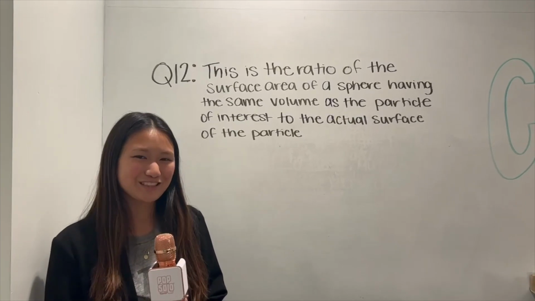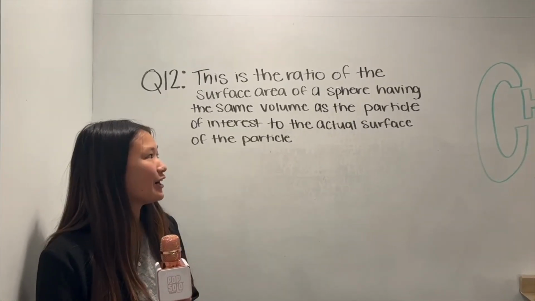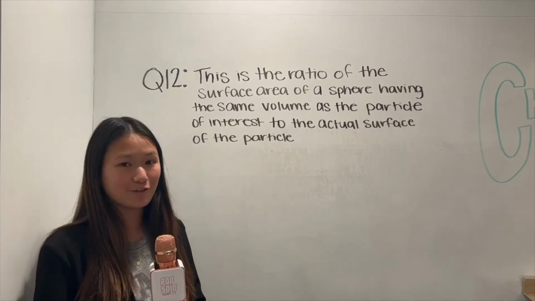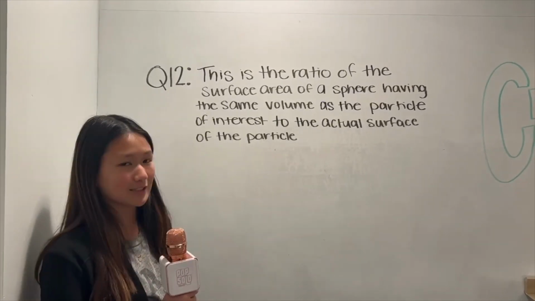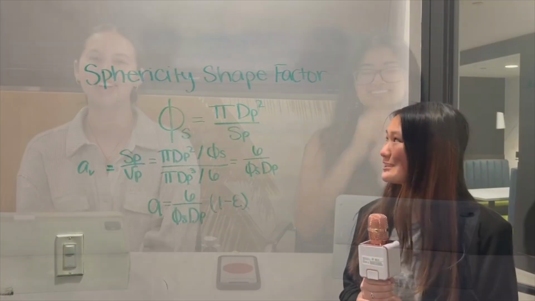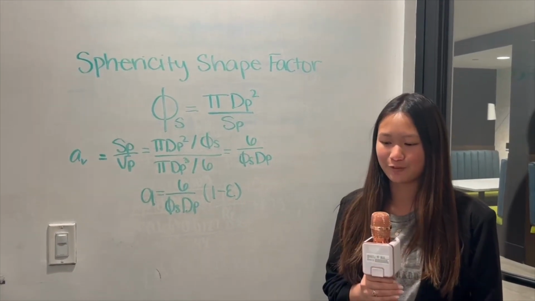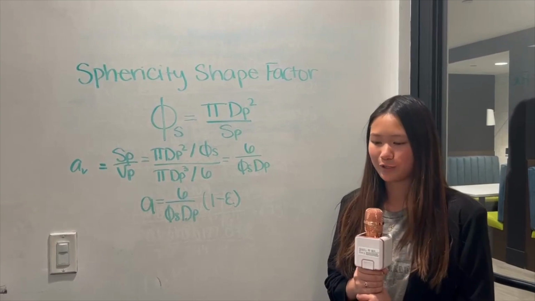On to question 12. This is the ratio of the surface area of a sphere having the same volume as the particle of interest to the actual surface area of the particle. What is the sphericity shape factor? That is correct. The sphericity shape factor is used to help simplify calculations for irregular shaped particles.